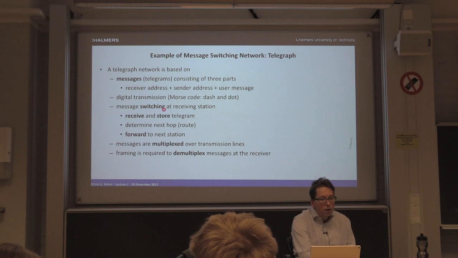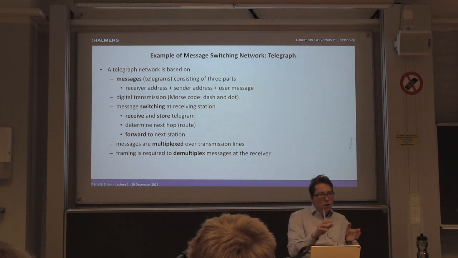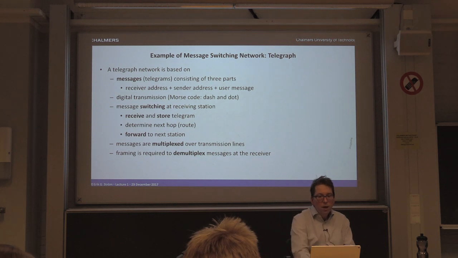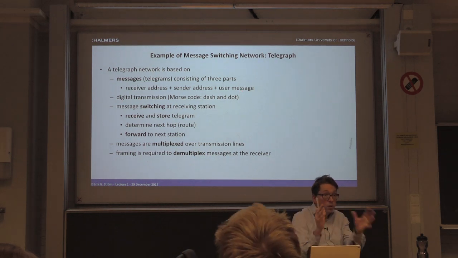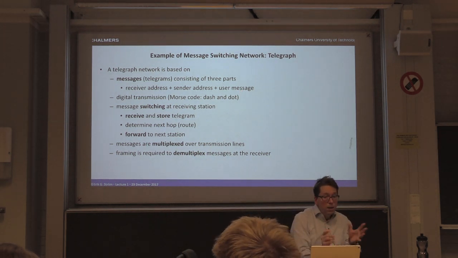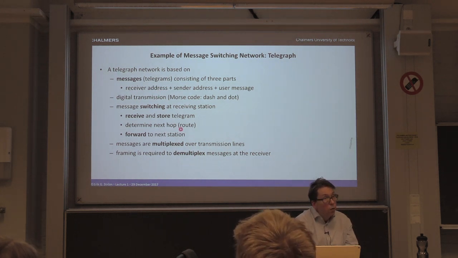Okay, so what is that? Well, the first thing to do is that the receiver receives and stores the telegram. So the receiver, person or machine, is decoding the Morse code into the entire receiver address, sender address, and user message. Okay, so it's the text. And then one inspects that message, in particular one inspects the receiver address, to figure out where it should go.